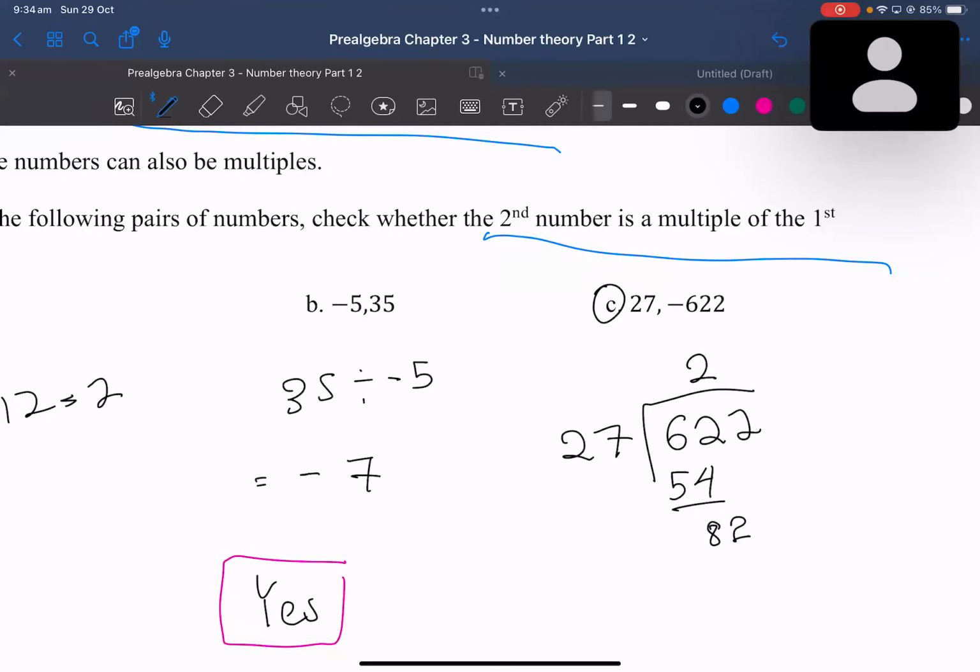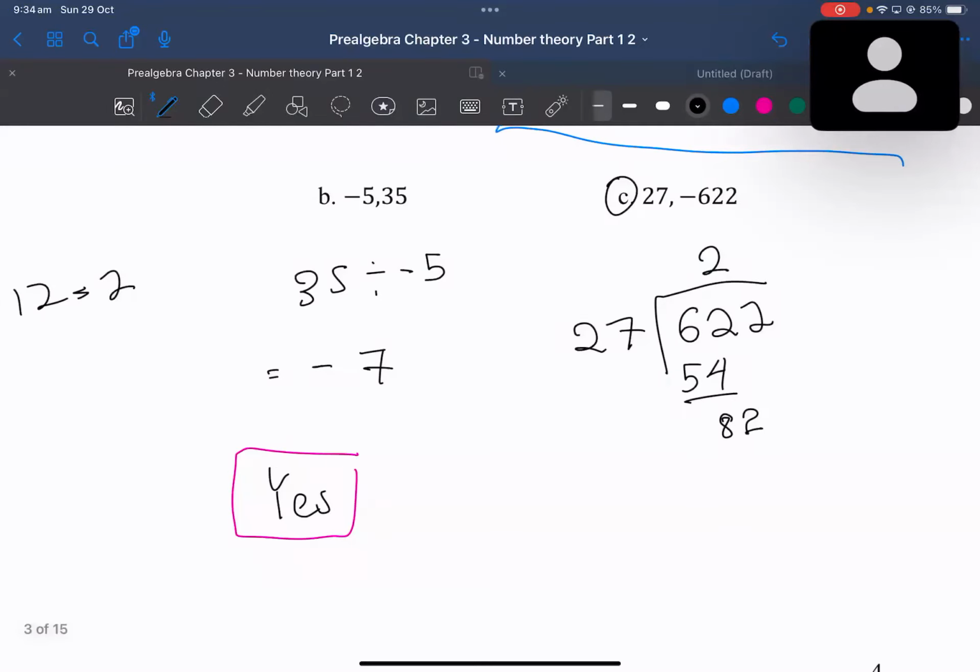So you have 82 here, right? 27, 54, 81. There are 3 twenty-sevens, because 27 times 3 is 81. If you take away 81 from 82, the remainder is 1. The remainder is 1. Very good.